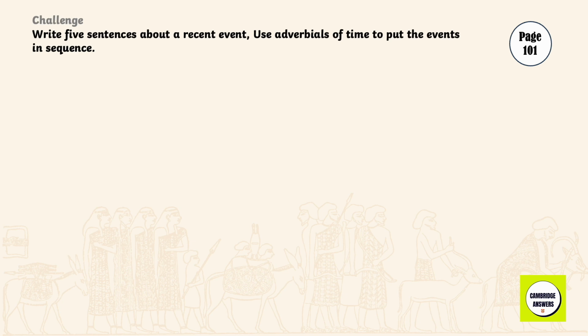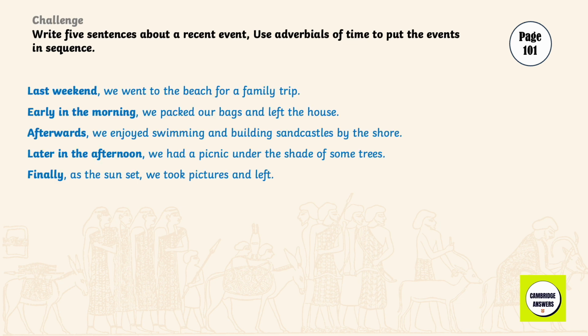Write 5 sentences about a recent event. For example, a holiday. Use adverbials of time to put the events in sequence. Last weekend, we went to the beach for a family trip. Early in the morning, we packed our bags and left the house. Afterwards, we enjoyed swimming and building sand castles by the shore. Later in the afternoon, we had a picnic under the shade of some trees. Finally, as the sun set, we took pictures and left.